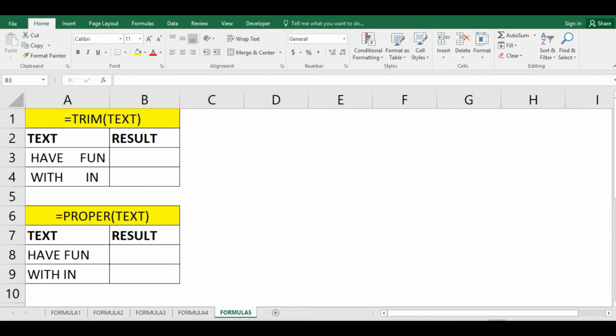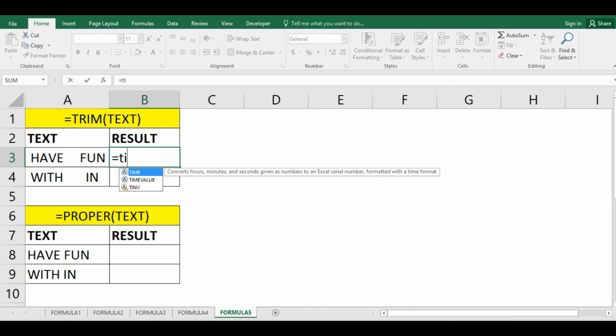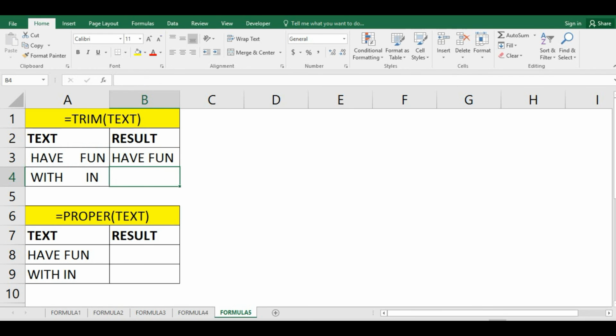Trim formula. This is syntax for trim formula. This formula is used to remove the extra space in the text and leave only a single space between the words. For example, there is more space between these two words. So we are going to use trim formula. Select the text. Enter.